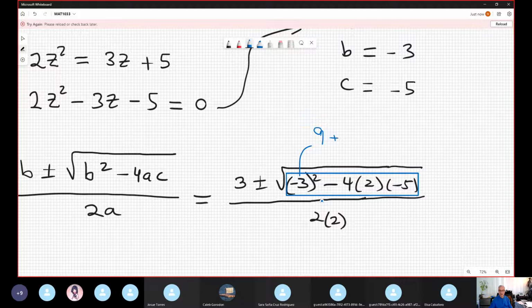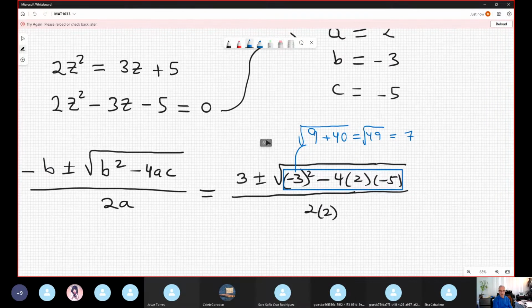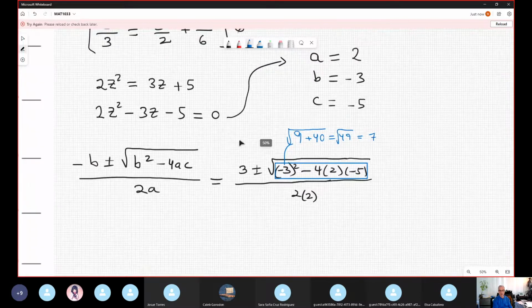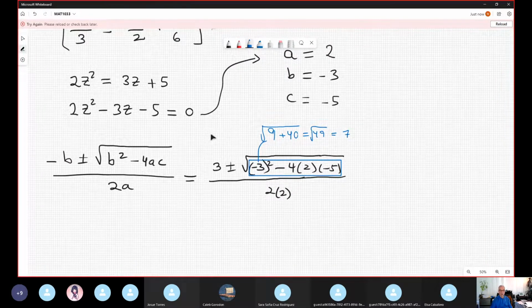It says 40, no? 40, because 4 times 2 is 8, 8 times 5 is 40, and it's a 49. And you apply now the famous square root to have the formula. In this case, yes, nice, because 49 is a perfect square. So the answer is 7. That means that the answer that we expect in this problem is not irrational, it's rational. Okay, cool, I like that.